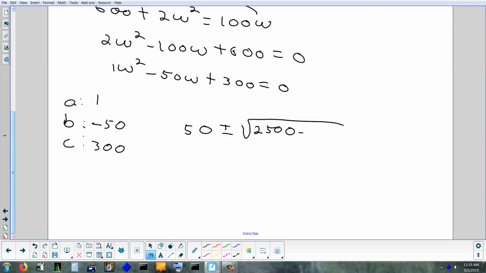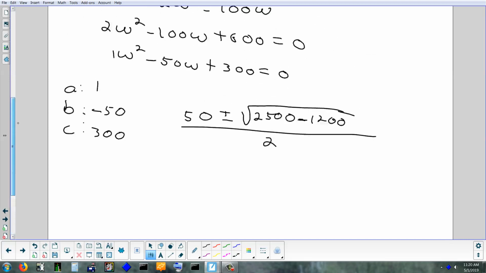Let's see if we can do that as we go. What's 4 times a? That's a challenging one. Yeah, it's going to get harder. 4. Yep. Times 300. I got a big number. 4 times 300. 1,200. High level stuff. So b squared minus 4ac, and then it's all divided by 2a. In this case, a is 1, so it's just 2 times 1. Okay, let's see what we get.